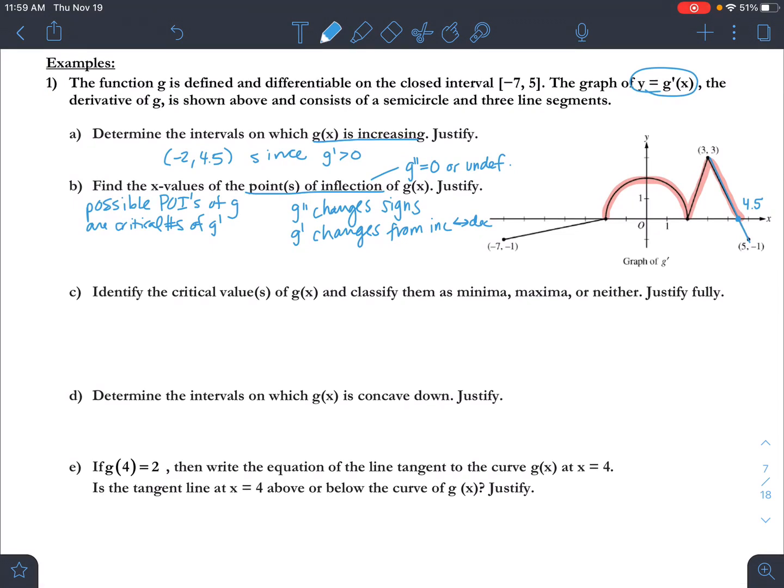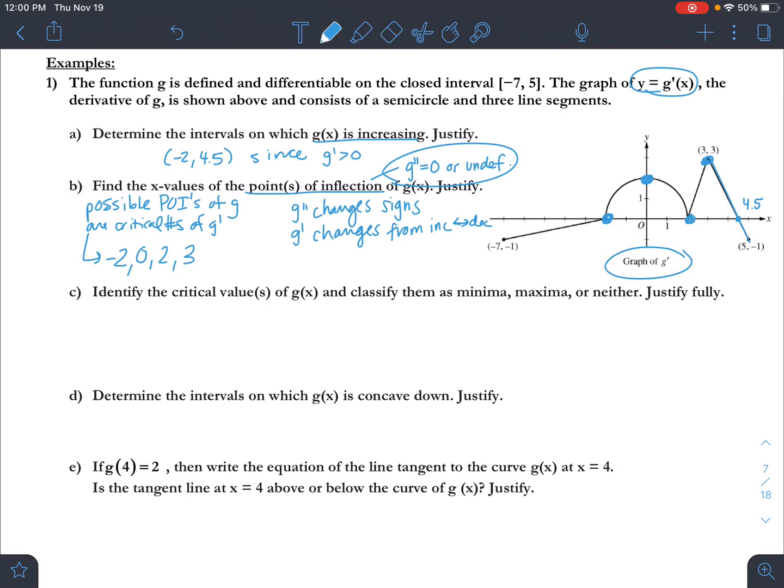So take a look at this graph. g double prime is the slopes of g prime, right? This is g prime. So at this corner, at this 0 slope, at this corner, those are the possibilities. I'm going to erase this red here. Those are the possibilities for points of inflection. So I'm going to write those down. The possible POIs are at -2, 0, 2, and 3. And that's because the slope at those points, which is g double prime, is either 0 or undefined.